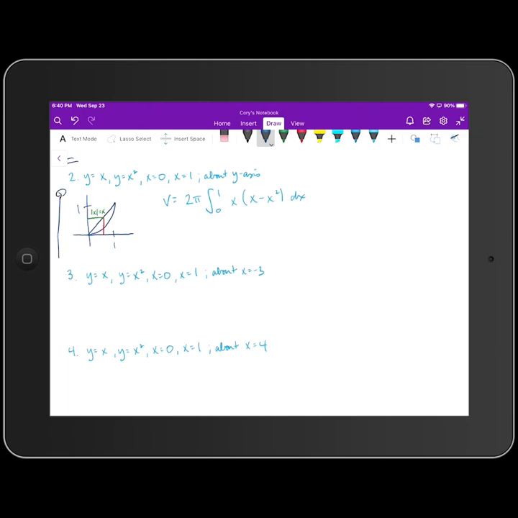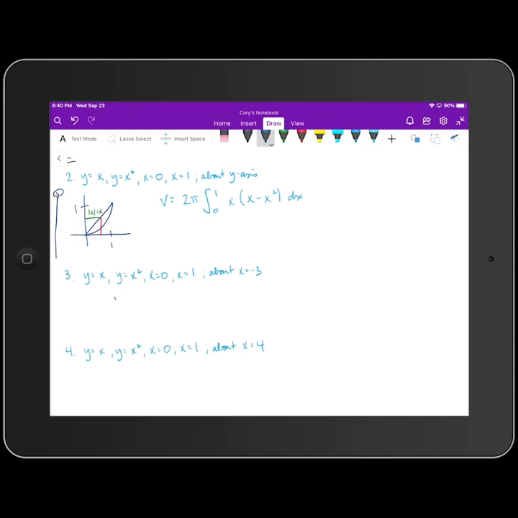Okay, so a lot of stuff is going to stay the same when we use cylindrical shells here. So the volume is going to be 2 pi times the integral from 0 to 1. The height of that lateral area of the cylinder is still going to be the top function x minus the bottom function x squared. The thickness of the cross section is still a change in the x direction, but what changes is the length of the radius.